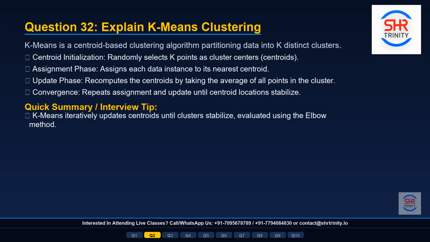To find the optimal value of k, data scientists commonly use the elbow method, plotting the within-cluster sum of squared errors against different values of k and selecting the point where the rate of decrease drops sharply.